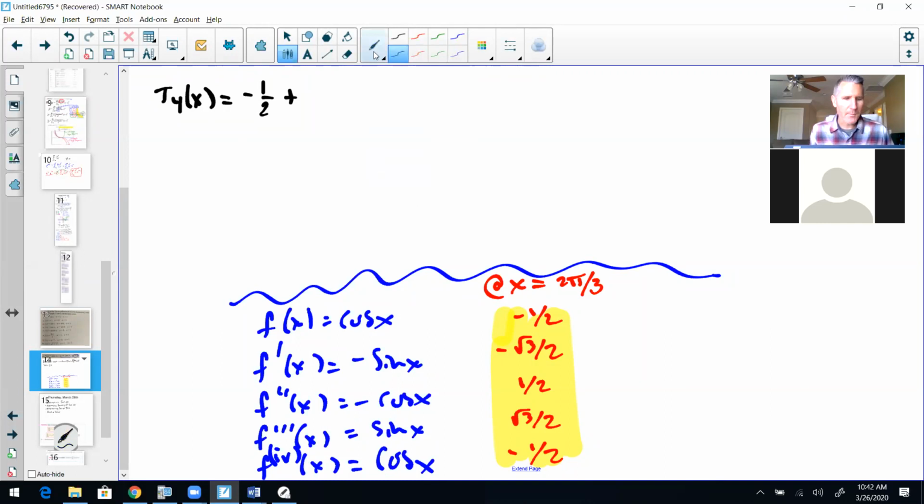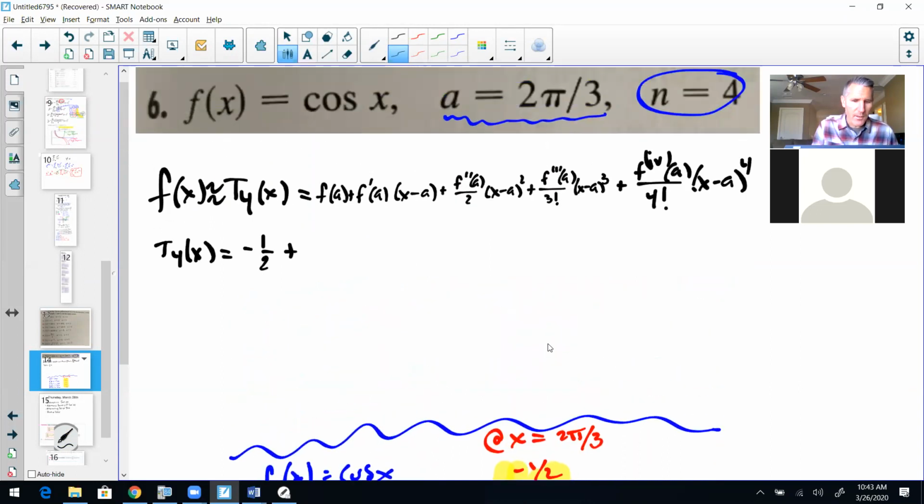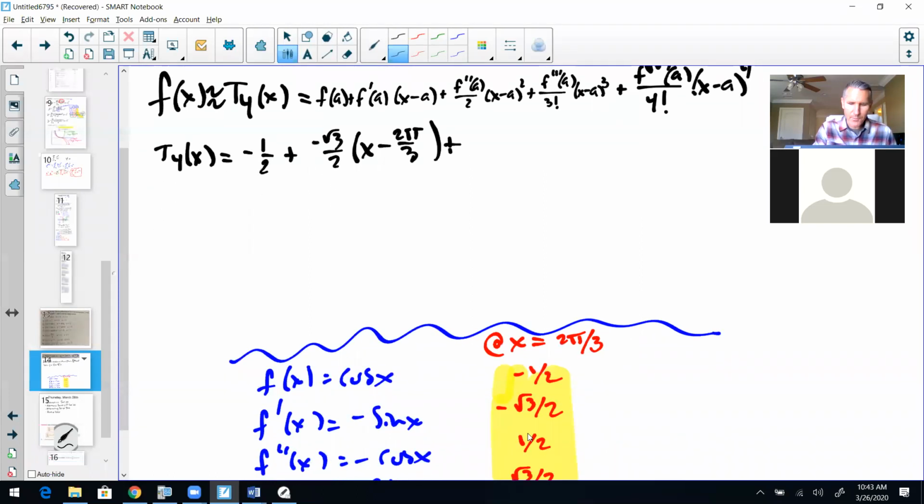Okay. Going back up to this, I now have that f prime of x, when x is 2 pi over 3, is negative root 3 over 2. So this is plus negative root 3 over 2 times (x minus a), but a is just 2 pi over 3. Plus f double prime of a, remember what we just got there, that was positive 1/2, divided by 2. So can I just do 1/4 there? Positive 1/2 divided by 2, which is 1/4, times (x minus 2 pi over 3) squared.